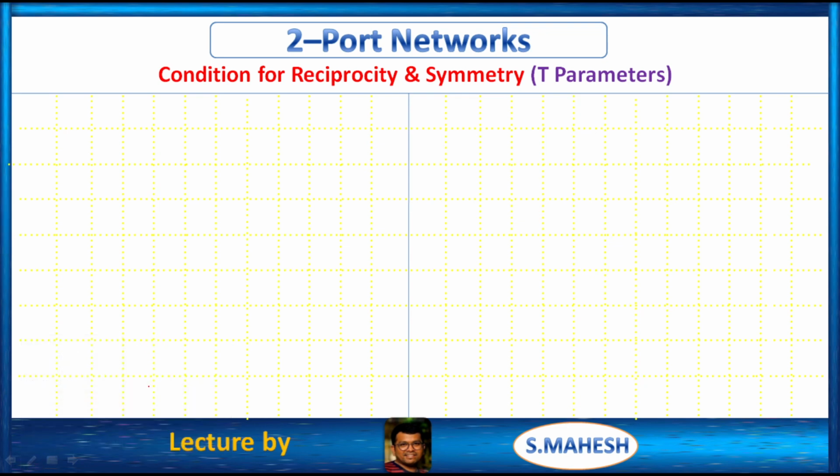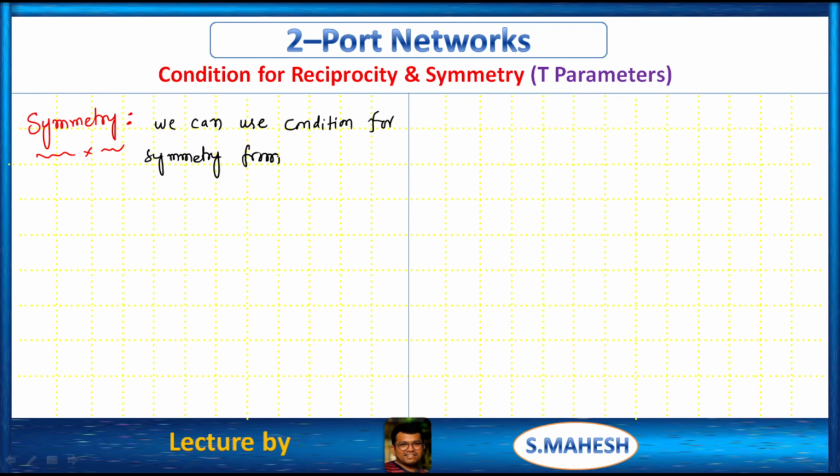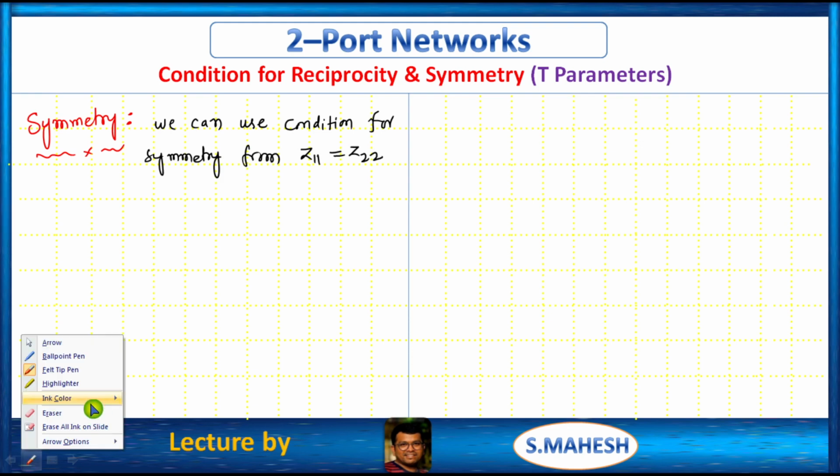Condition for symmetry. In case of Z parameter representation, we use the condition Z11 equals Z22. Here also we can use that representation. We can use the condition for symmetry from Z11 equals Z22, right?